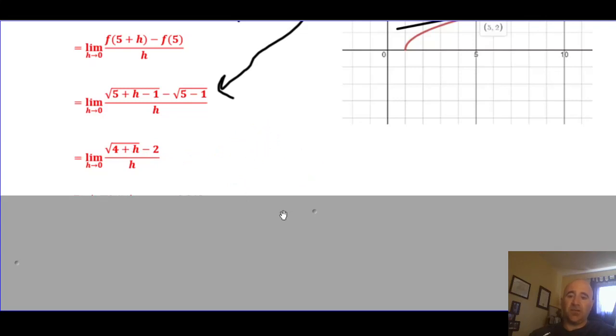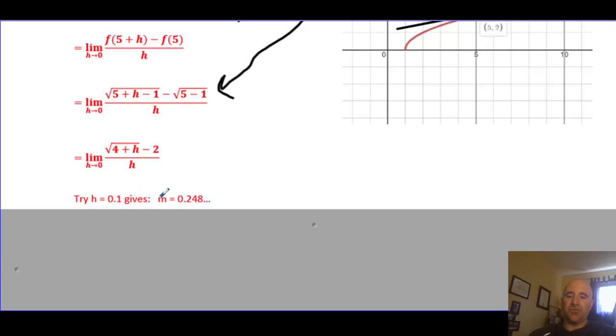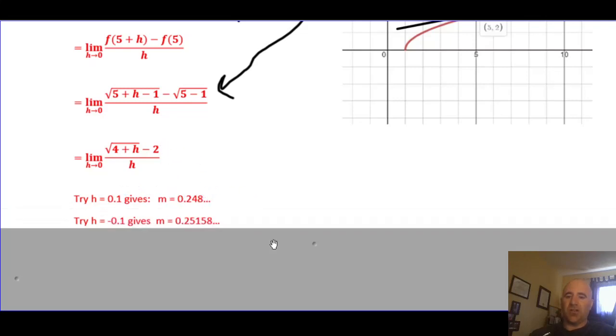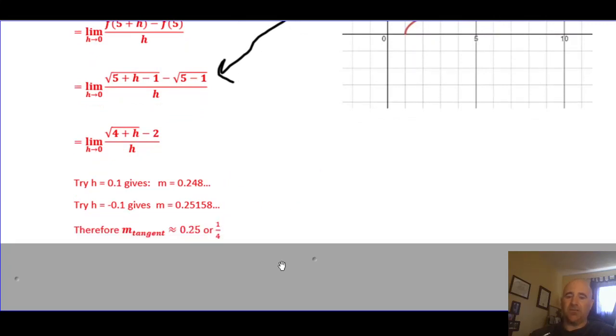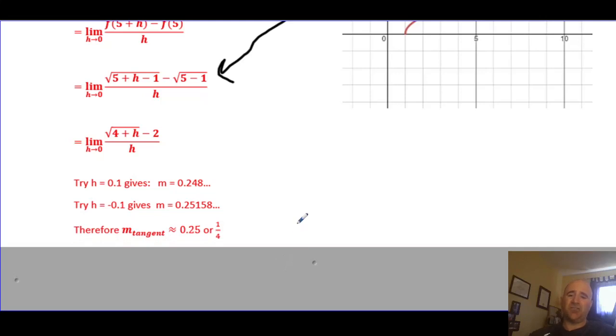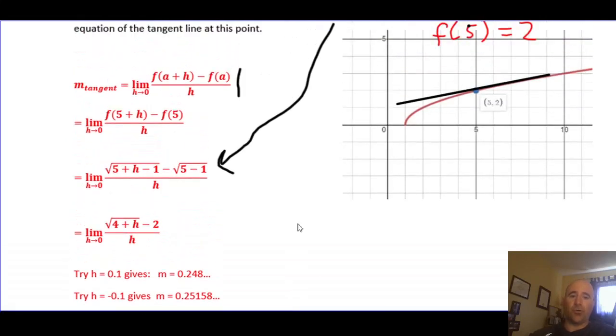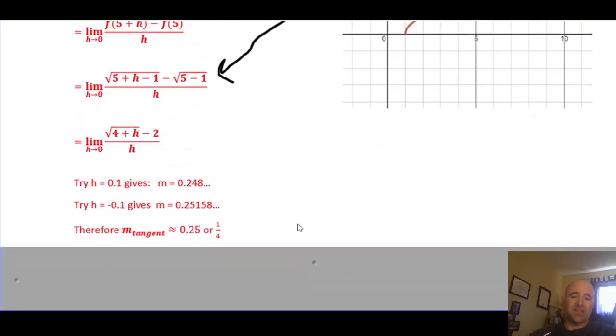So what I did is I just plugged in some small h values. I tried h equals 0.1, and I found out that this equals 0.248. I then tried the other side. H equals negative 0.1 will give me 0.25158. And so I know that my real answer is probably in between those. In fact, it has to be in between those values. So the slope of the tangent here is probably about 0.25 or a quarter. As it turns out, it is exactly a quarter.